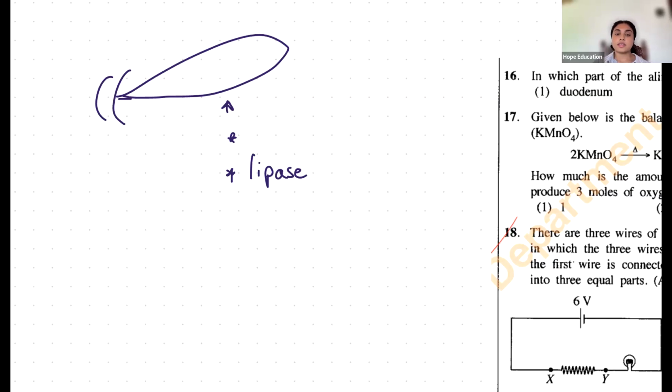Yes, amylase. What does amylase do? Then I also got, yes, trypsin. What does amylase do? Yes. Starch to maltose. What does trypsin do? Proteins to polypeptides.